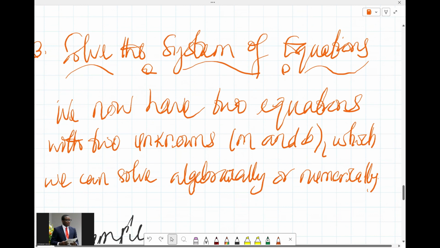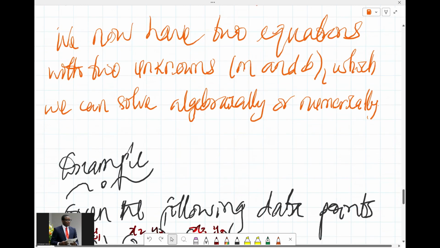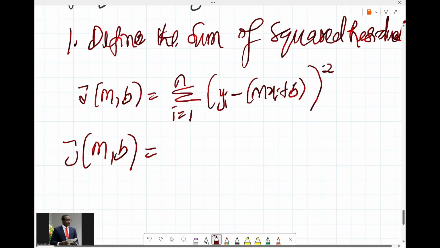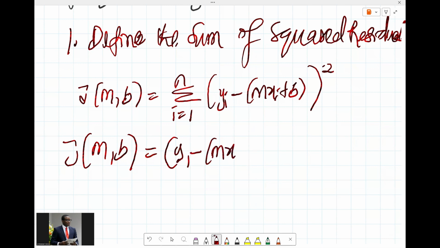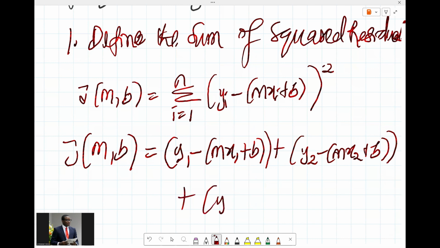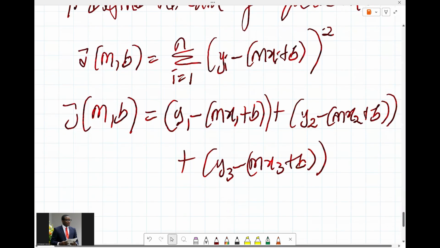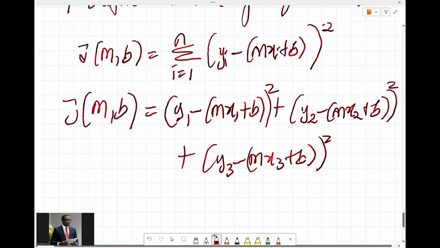So we now have two equations with two unknowns. The points are (1, 2), (2, 3), (3, 5). So we have y_i minus (m x_i plus b), that is y1 minus (m x1 plus b), plus y2 minus (m x2 plus b), plus y3 minus (m x3 plus b), all squared. This square thing again.